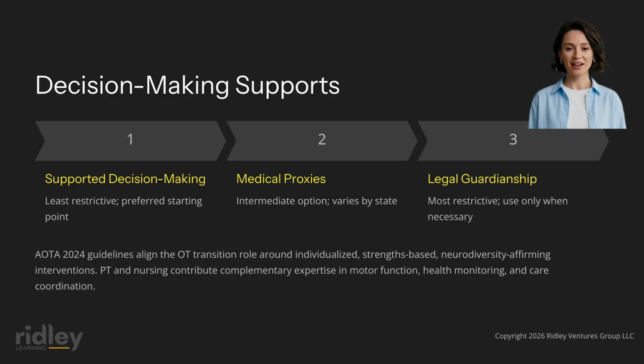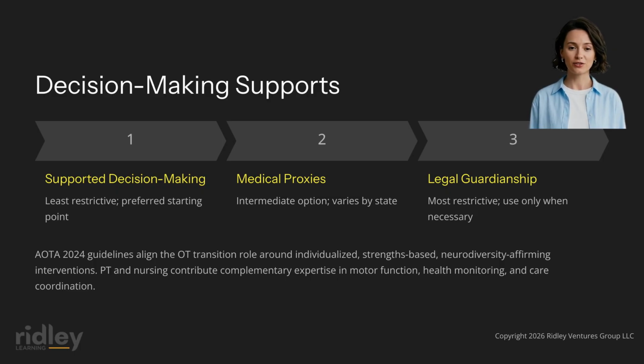Building on these healthcare transition concerns, the AAP's 2024 policy statement on alternative decision-making for youth with intellectual and developmental disabilities recommends considering the full spectrum of supports. These include supported decision-making, medical proxies, and legal guardianship, which are options that vary in form and availability by state, with the aim of selecting the least restrictive alternative.